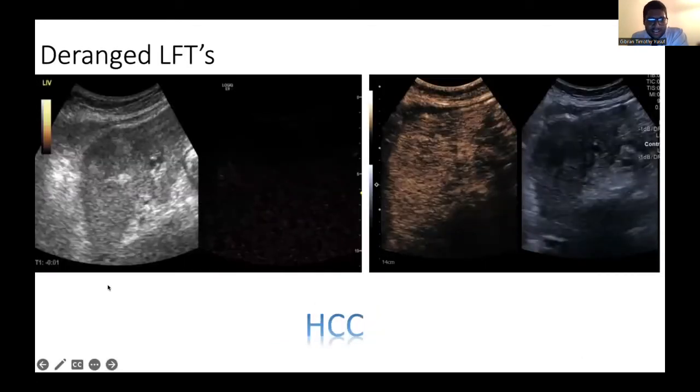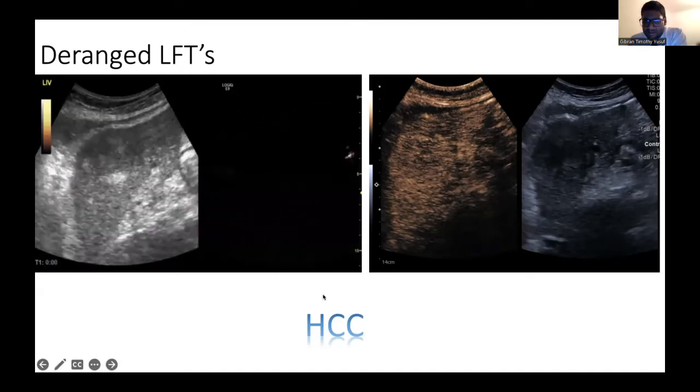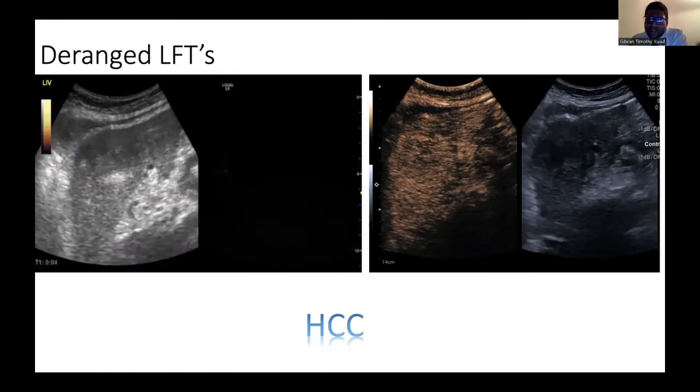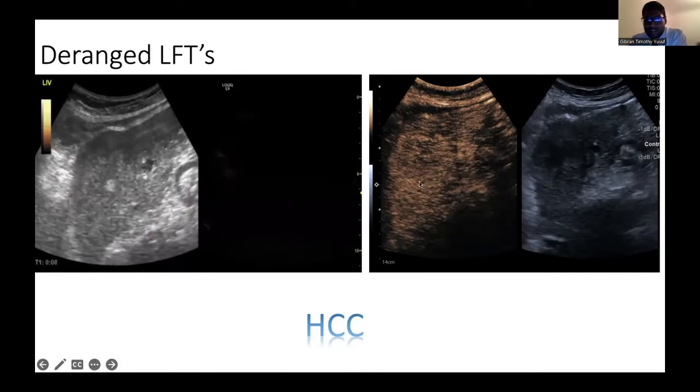HCC, of course, this has to be the next one, the other end of the spectrum. So this was a patient with deranged LFTs, no history of significant liver disease prior to that. And you can see, I hope you can see my pointer, this B mode lesion in the left lobe of the liver. It showed arterialization on contrast enhanced ultrasound. Working backwards though, you can also see this late phase mild washout, which is characteristic of HCC.